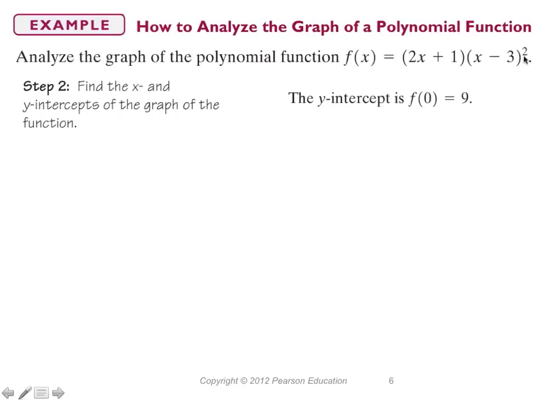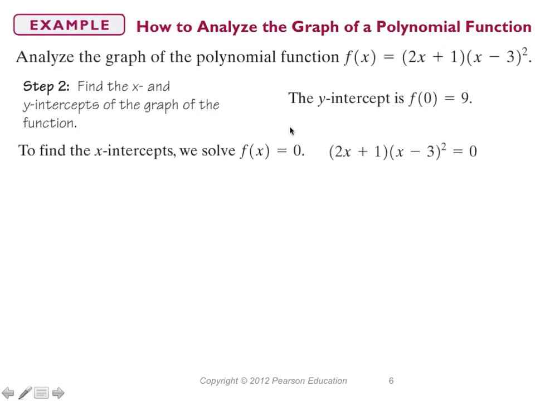And then you have 0 minus 3 squared. 0 minus 3 is going to be negative 3. Negative 3 squared is going to give you a positive 9. So you have 1 times 9, which gives you 9. So that's your y-intercept. And then to find the x-intercepts, we set y equal to 0.